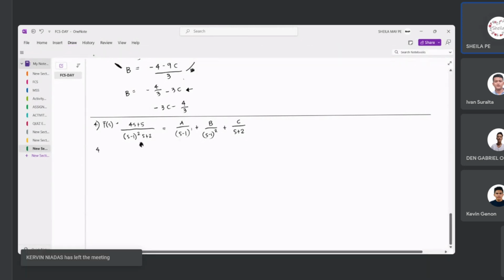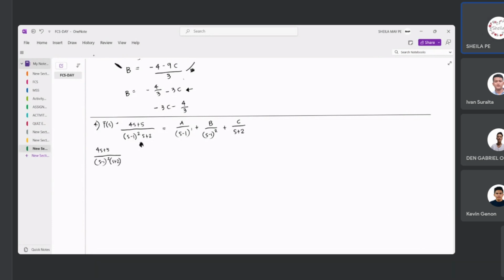Okay, so solving: s minus 1 squared s plus 2 equal to a over s minus 1 plus b over s minus 1 squared, plus c over s plus 2. You multiply it by the given denominator, s minus 1 squared s plus 2.